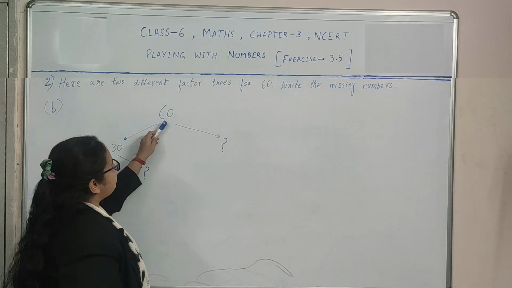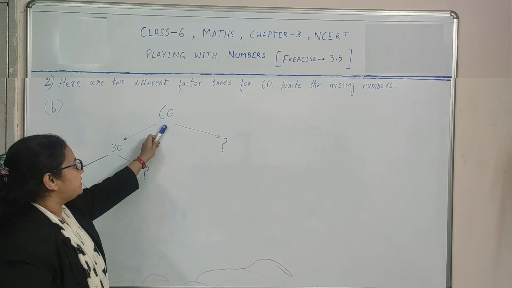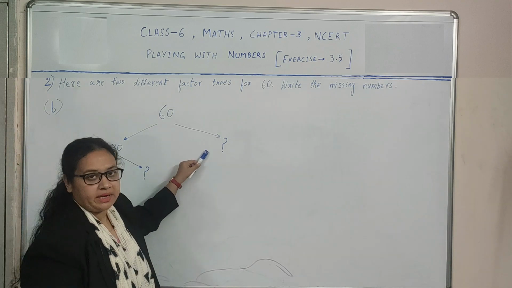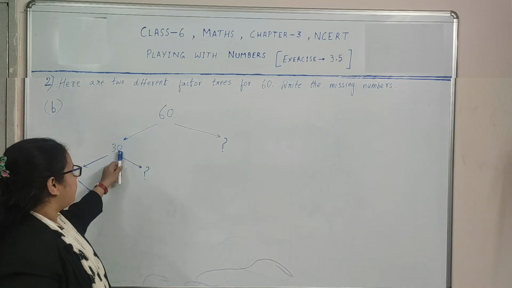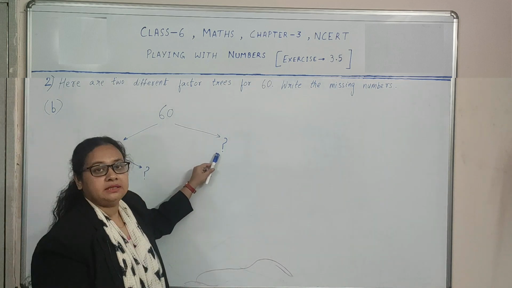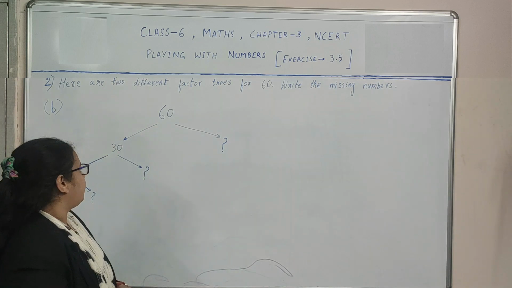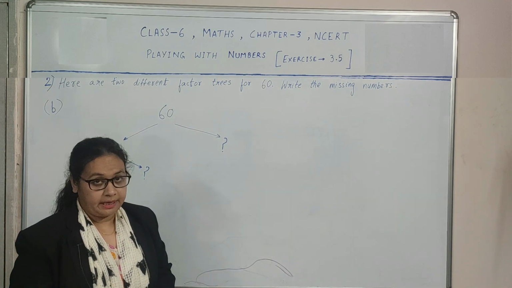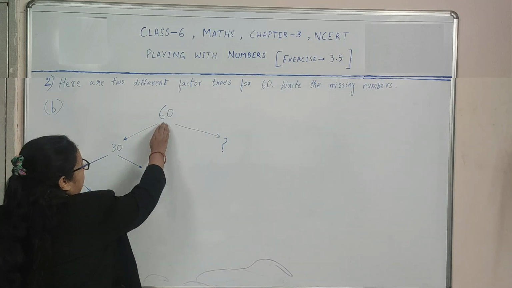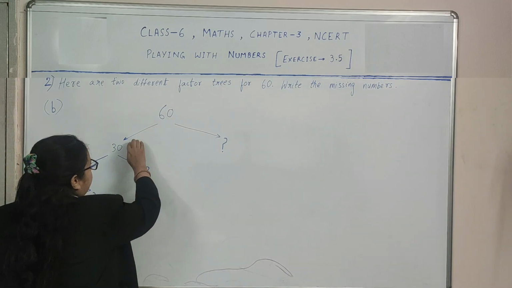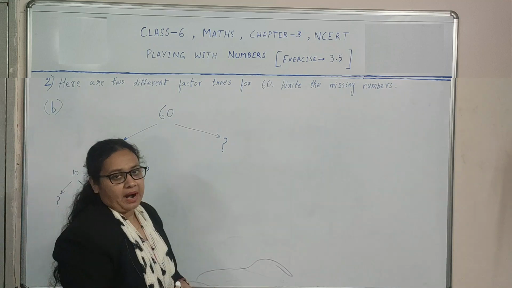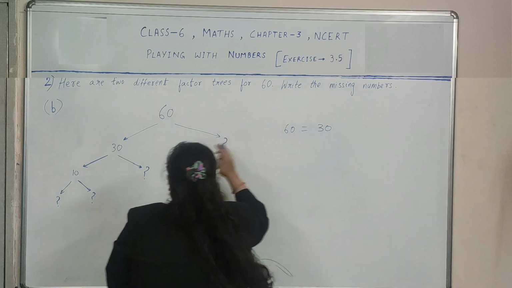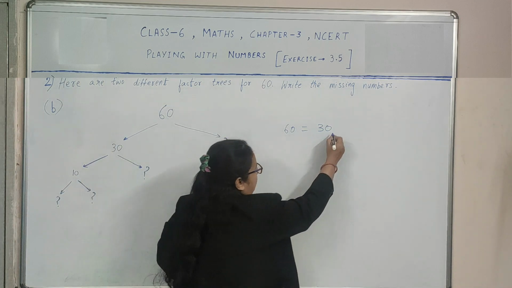Here we have a factor tree for the number 60. 60 is split into branches, right? The first branch is this one and the second one is this one. The number in the first branch is 30 and in the second branch the number is missing. We have to find it out. So first we have to find the factor pair for 60, so that we can find the number in which 60 is split into two parts. The one part is 30 and the second one is missing. We have to find that.